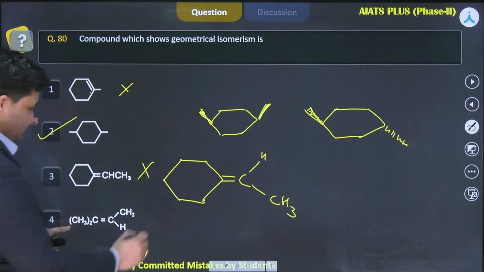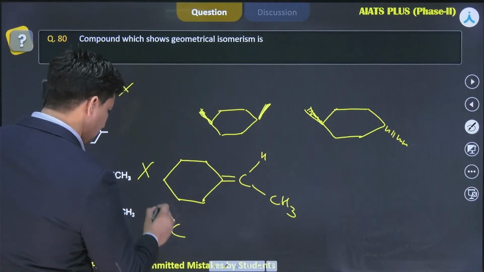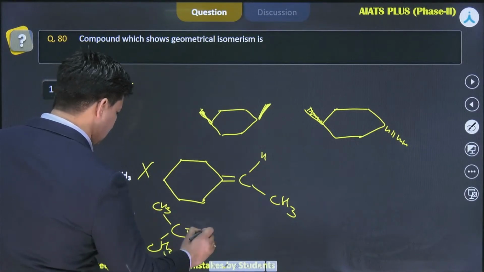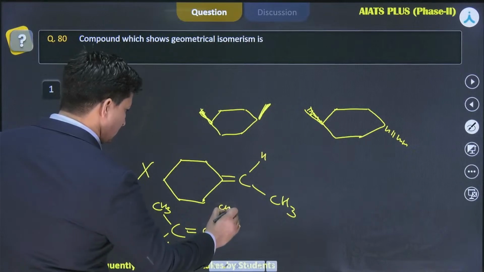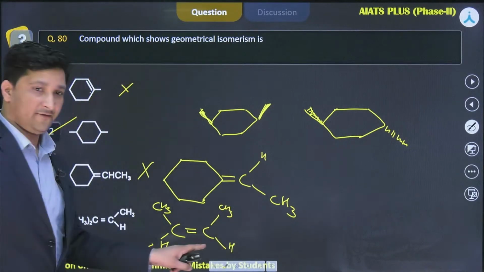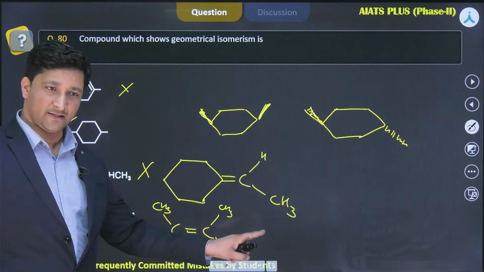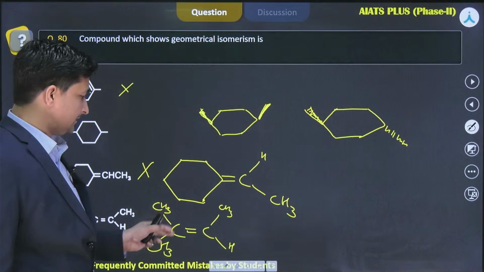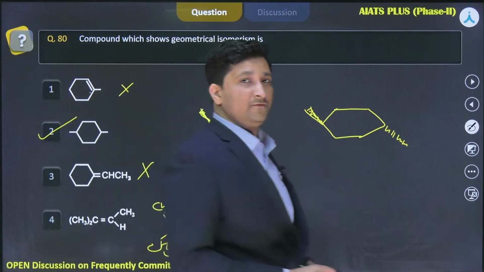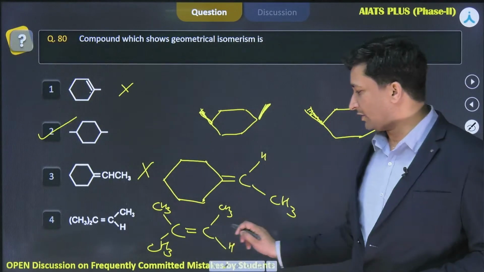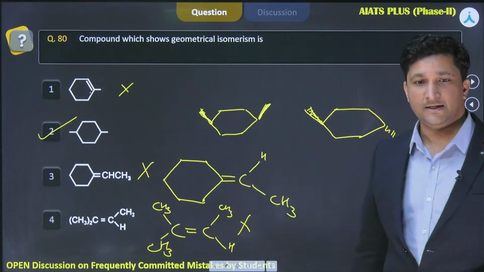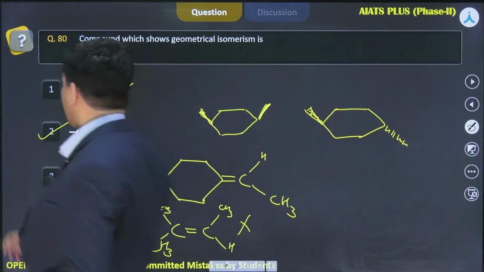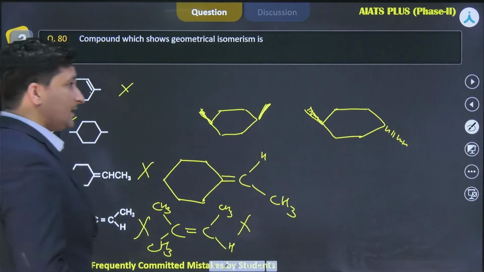Now, if you look at this, C, CH3, CH3, double bond, C, CH3, H. Even if you exchange this H and CH3 in a different structure, because this carbon has the same groups, what is going to happen? Their respective distance will remain the same. So it will also not show geometrical isomerism. So that's why this one is also wrong. So the correct answer is this second one. Is this clear to all?